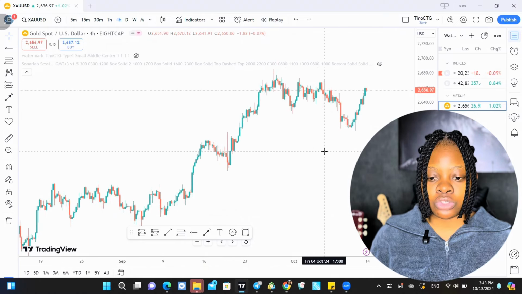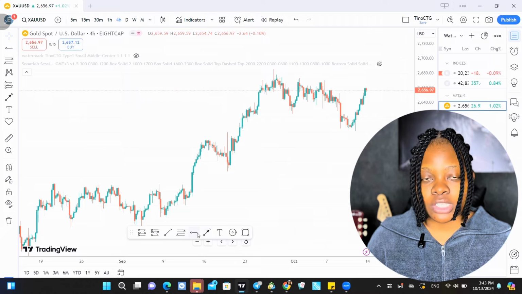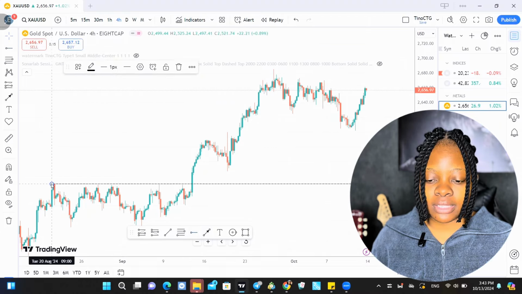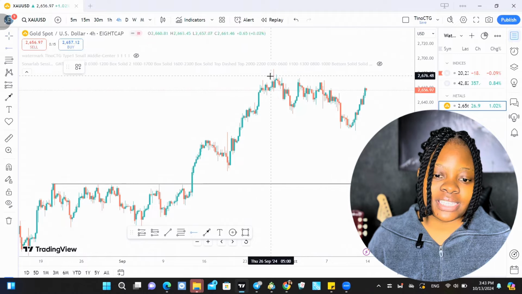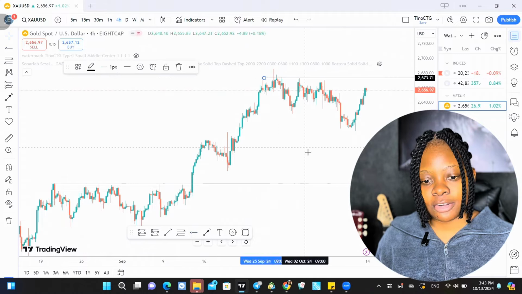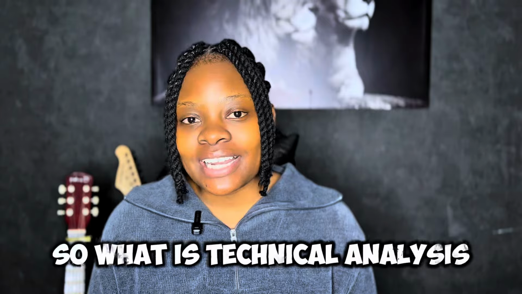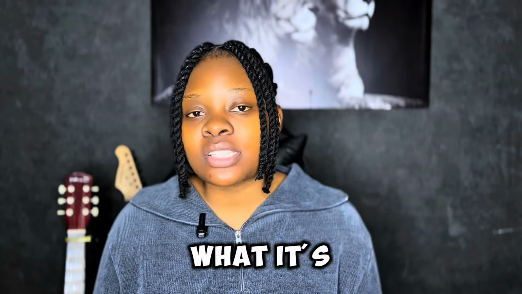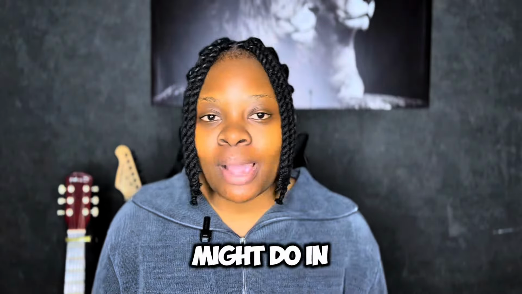So look at what gold is doing. I want you to notice how, yes, indeed, we are on an uptrend, right? But the market did form a certain level like this. Notice how this is the exact same setup that gold is kind of giving. So what is technical analysis? We're simply using what the price did in the past to determine what it's actually going to do or what it might do in the future.